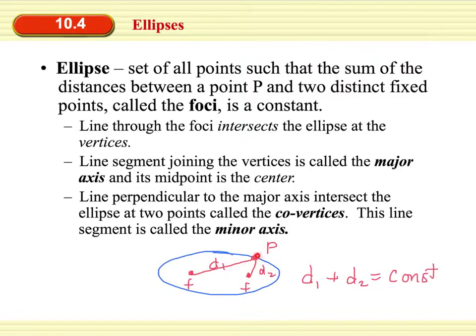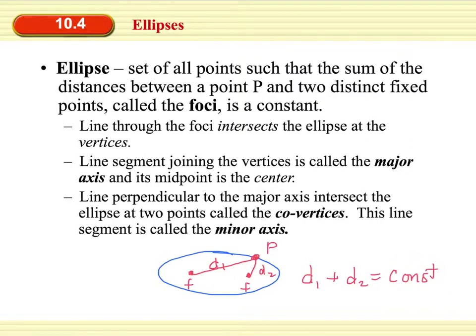So again, we have a point somewhere on the ellipse itself. We have 2 points on the inside, which are called the foci. And if you add the distances between that point P and the 2 foci, then we're going to end up with a constant.